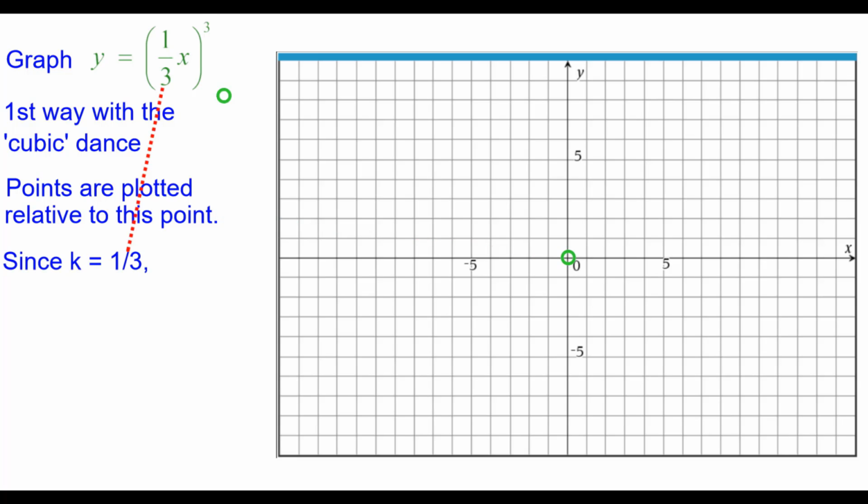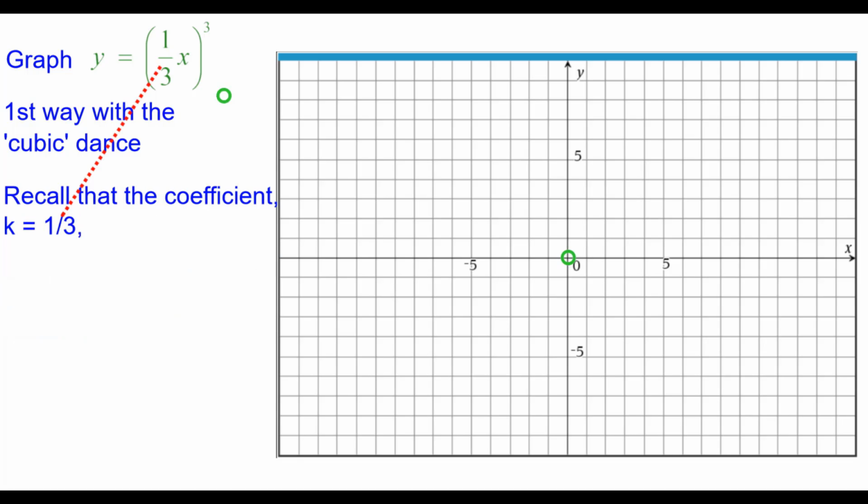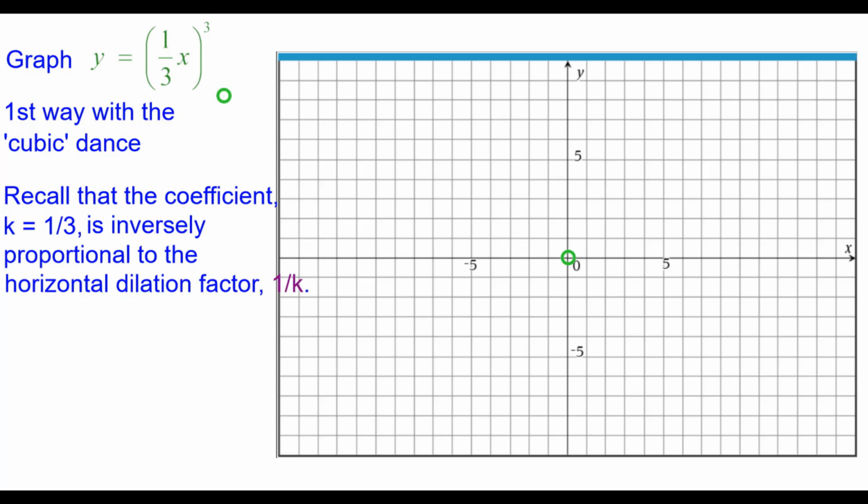Since k equals 1/3, the curve is wider than the parent function y equals x cubed. And recall that this coefficient also is inversely proportional to the horizontal dilation factor. That is, we're going to multiply each x value by the reciprocal of that number, which is 3.